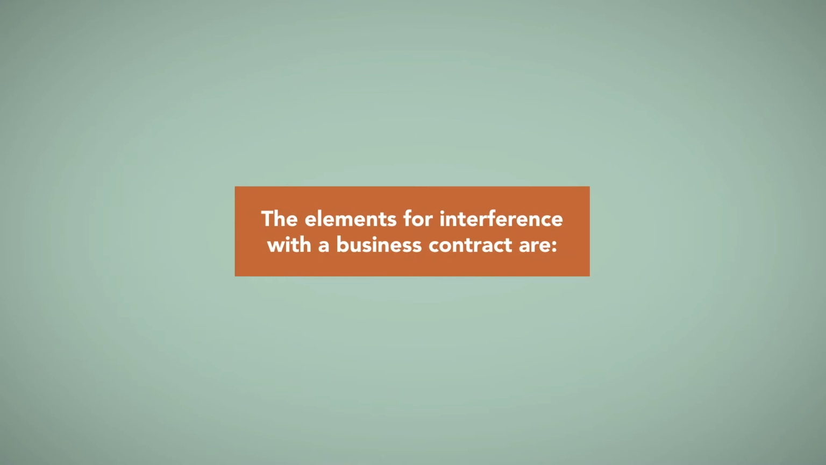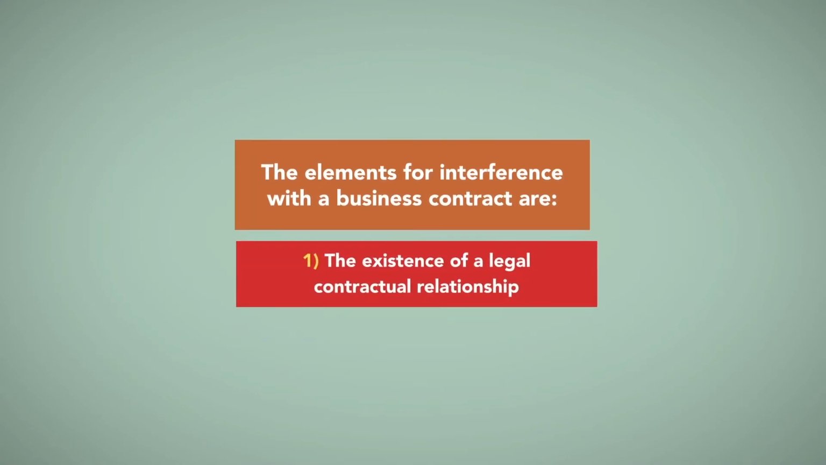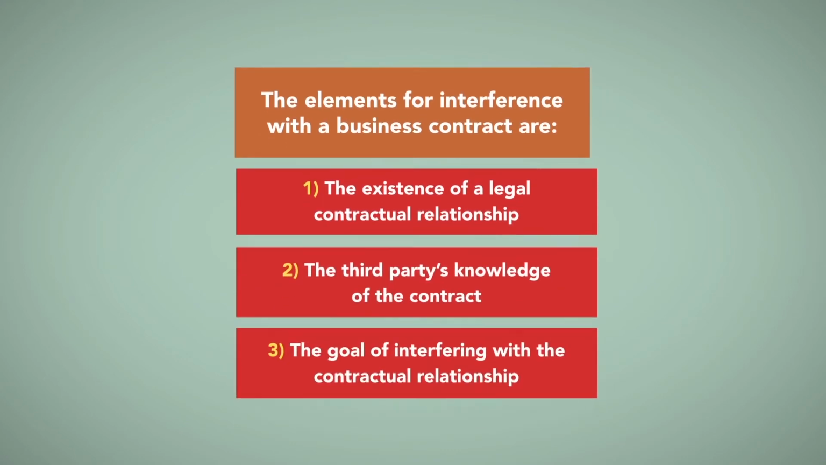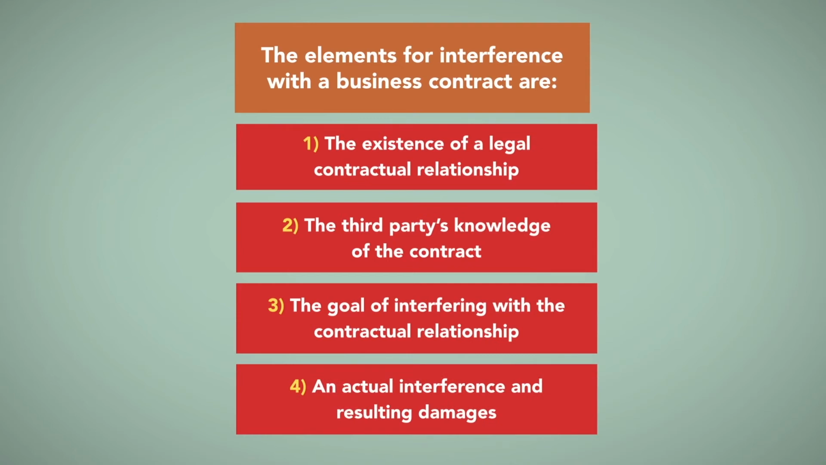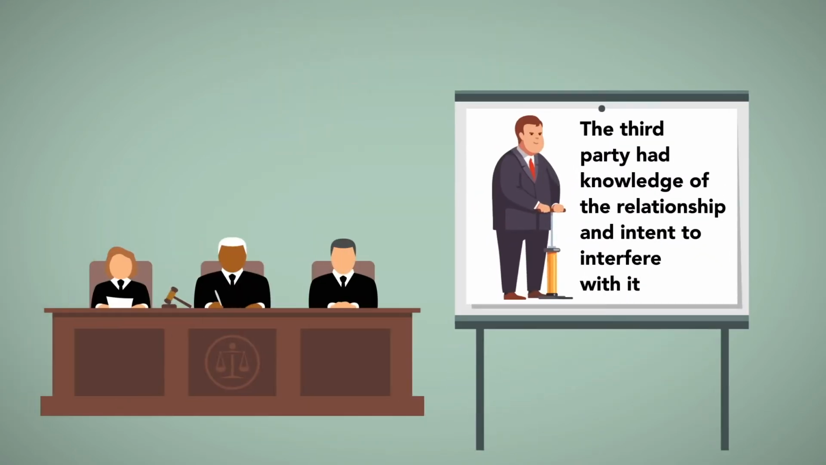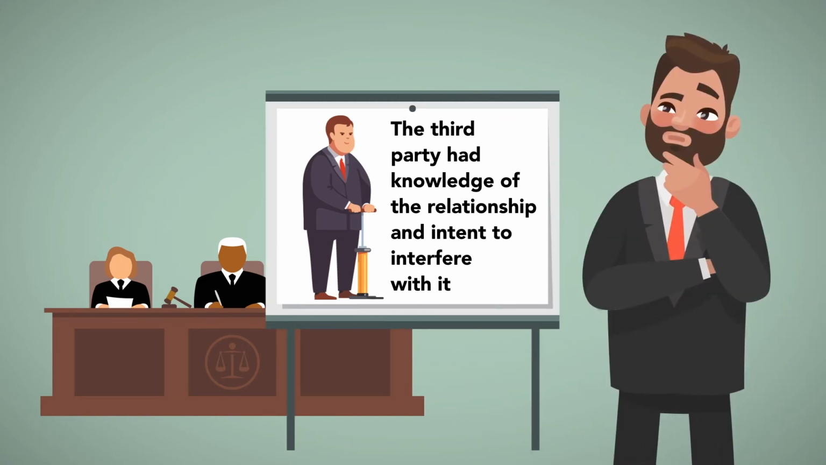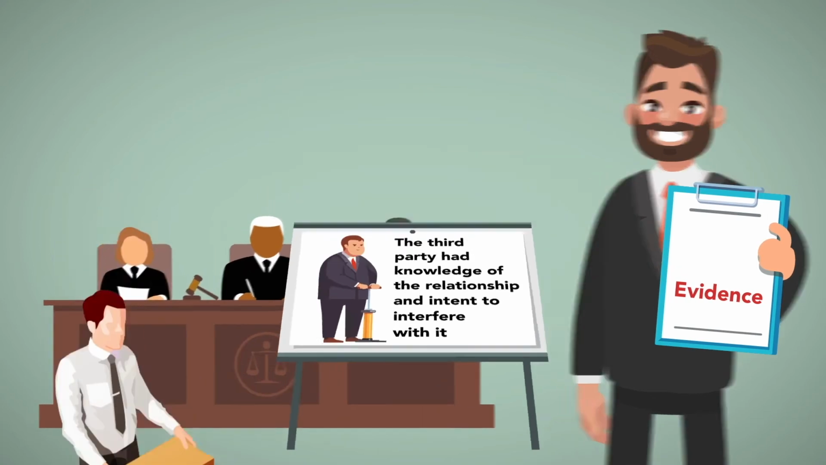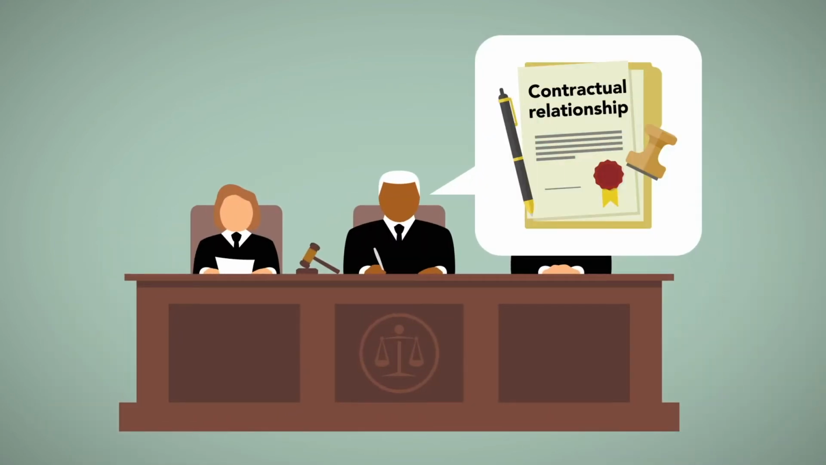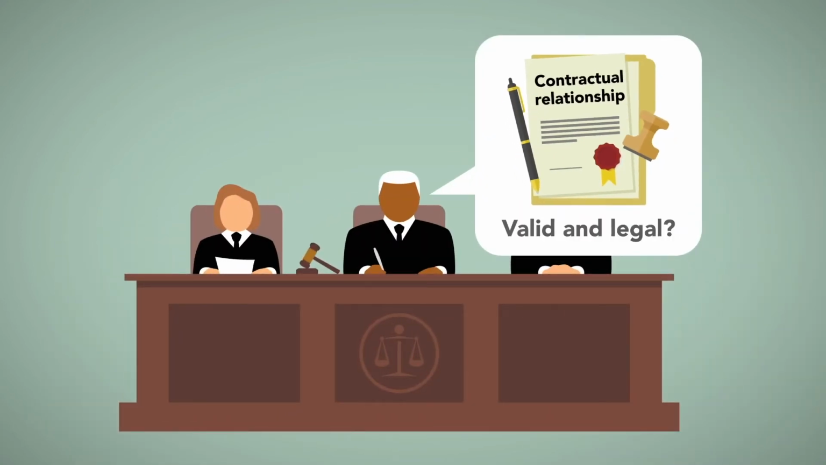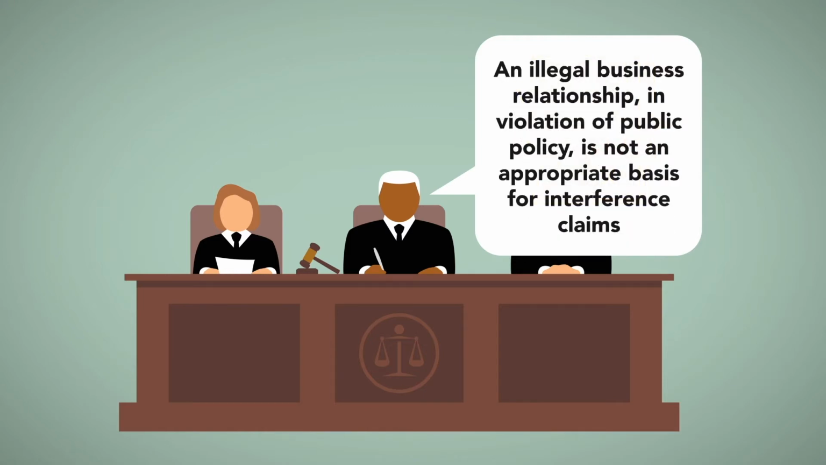The elements for interference with a business contract are the existence of a legal contractual relationship, the third party's knowledge of the contract, the goal of interfering with the contractual relationship, an actual interference, and resulting damages. Proving that the third party had knowledge of the relationship and intent to interfere with it can prove challenging, requiring testimony and relevant evidence. In determining whether a contractual relationship existed, the courts may also consider whether the contract was valid and legal. An illegal business relationship, in violation of public policy, is not an appropriate basis for interference claims.